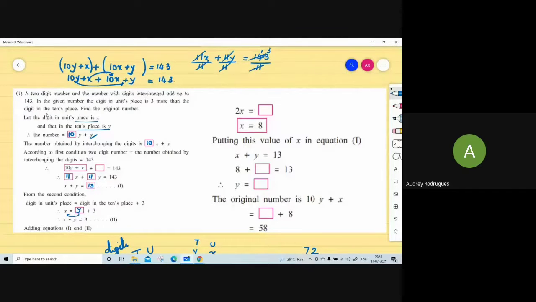Because now we have been solving sums over sums by solving the equation. So now you all should be ready to solve equations.